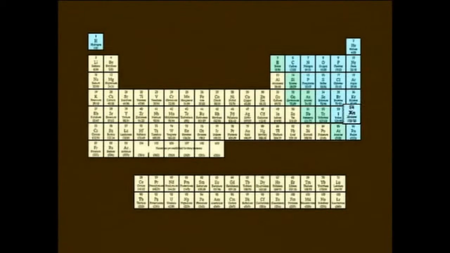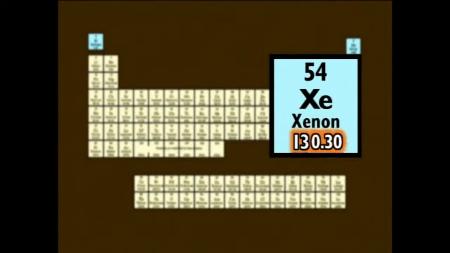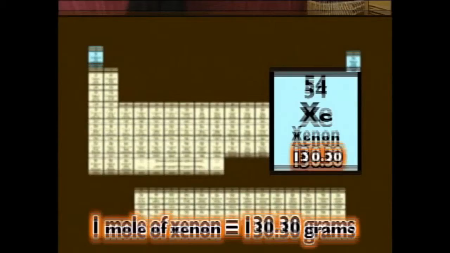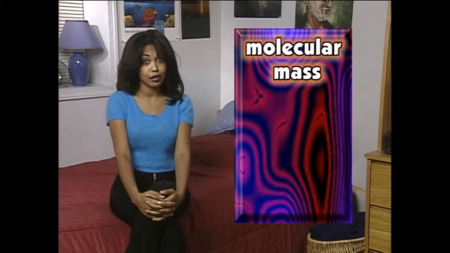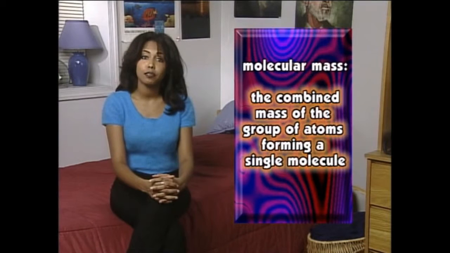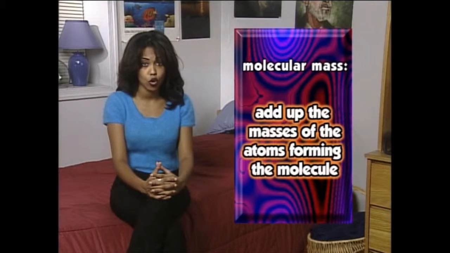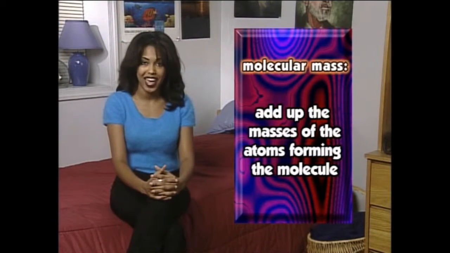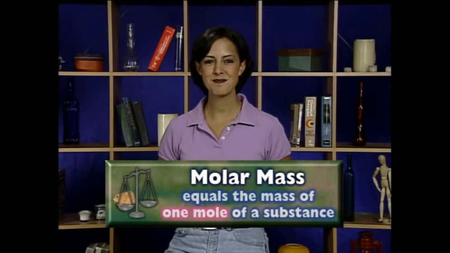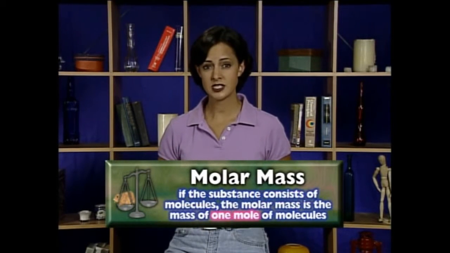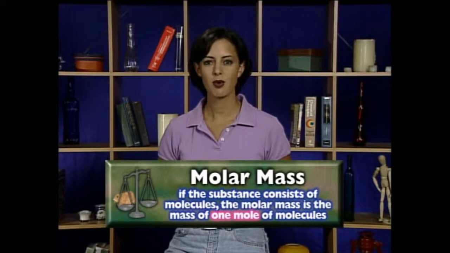Replay! The gas xenon has an atomic mass of 130.30 AMUs. So a mole of xenon atoms weighs 130.30 grams. Now let's talk about molecular mass and molar mass. Molecular mass is the combined mass of a group of atoms forming a single molecule. Add up the masses in AMUs of the atoms forming the molecule, and you have the molecular mass. Molar mass equals the mass of 1 mole of a substance. Molar mass is the mass of 1 mole of a single type of atom. If the substance you're measuring consists of molecules, the molar mass is the mass of 1 mole of the molecules.